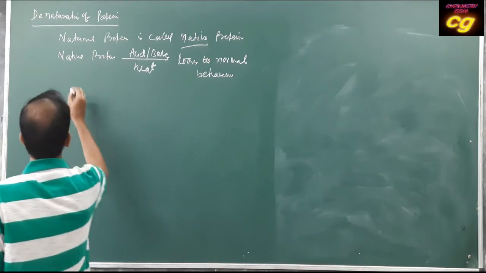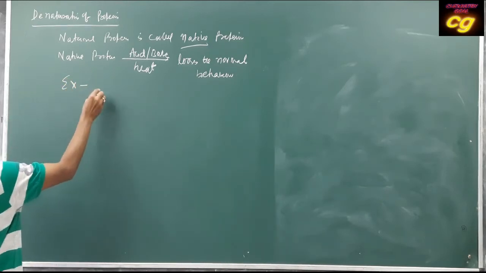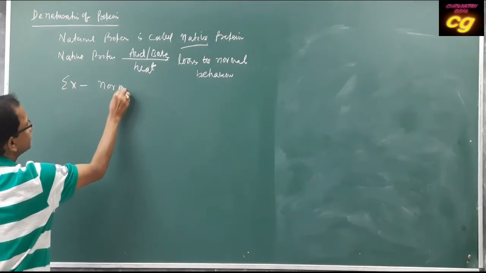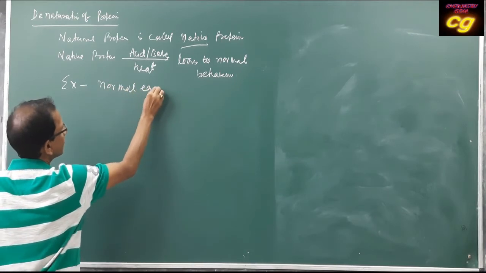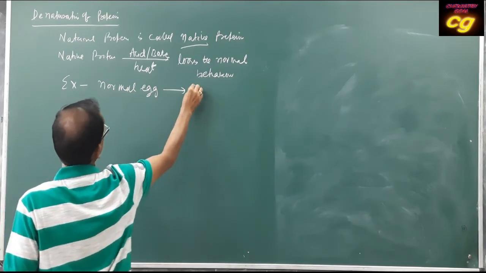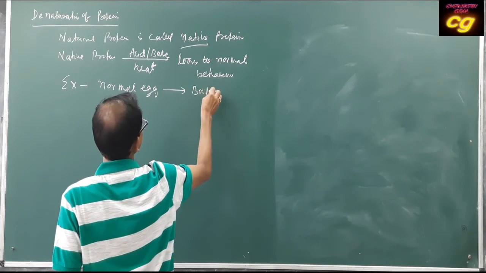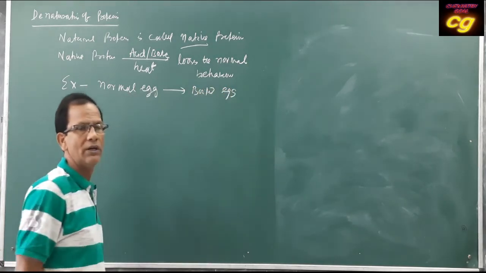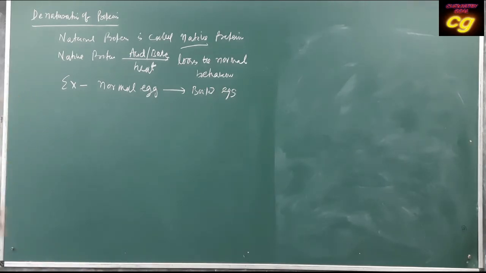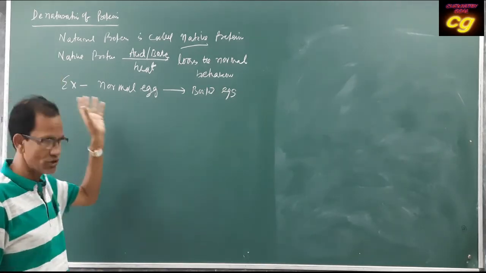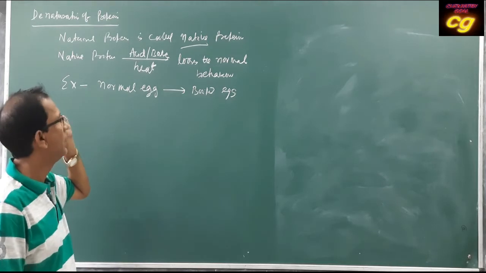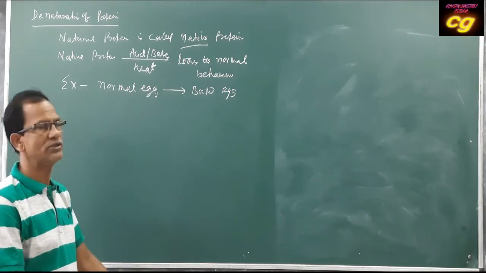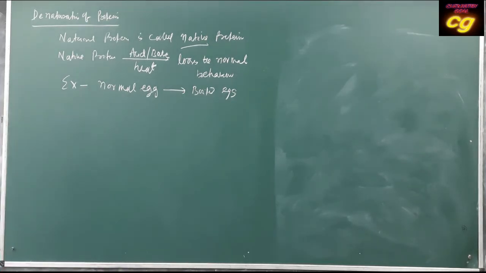For example, you can take the example of a normal egg becoming a boiled egg. This is called denaturation. Here the structure of the protein changes and the physical behavior also changes. So this is called normal egg to boiled egg.